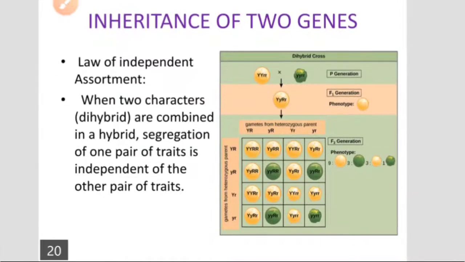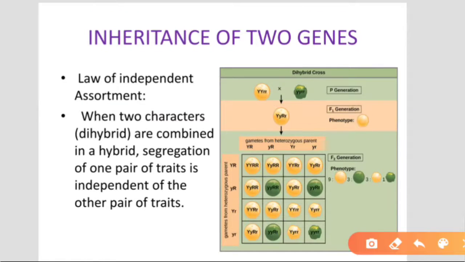Now one more important topic, that is two gene inheritance, also called a dihybrid cross, and it is an example of the law of independent assortment. This is the law of independent assortment. Here you should correct a misprint in this diagram. In this case there is a capital R and capital R, capital Y. Here it is right, but in this case capital R and capital Y.